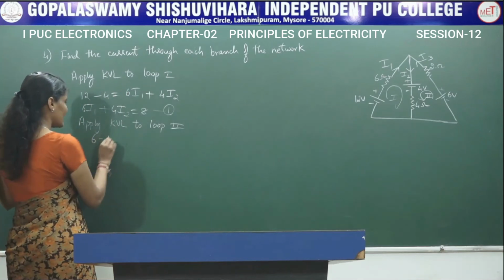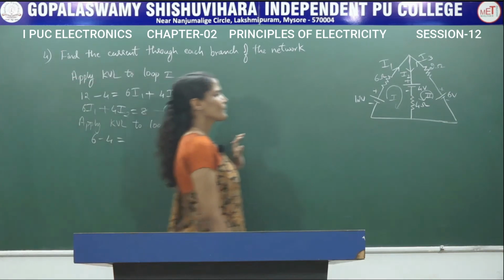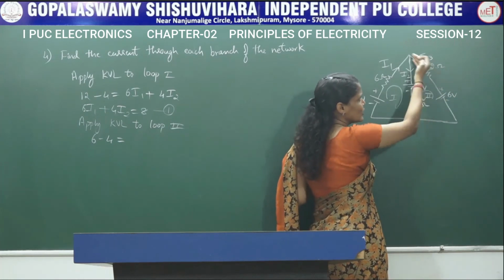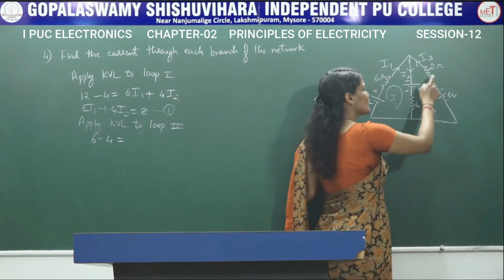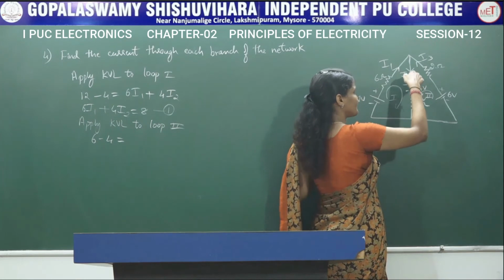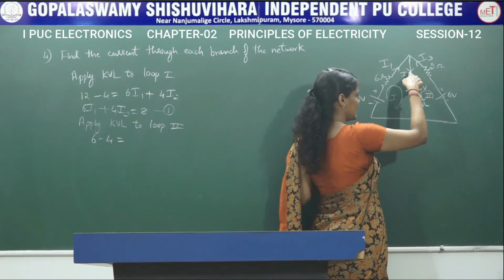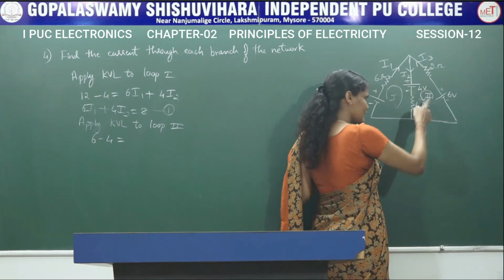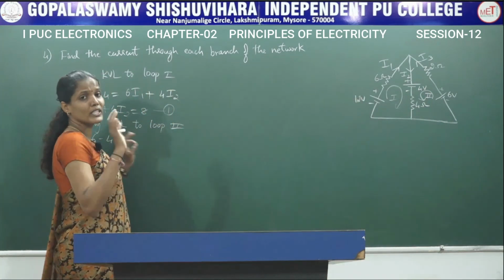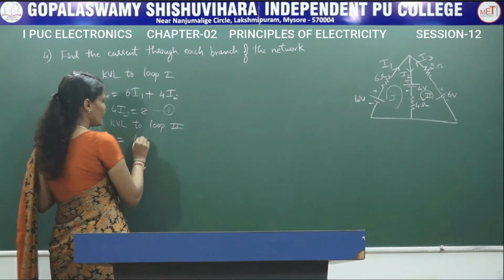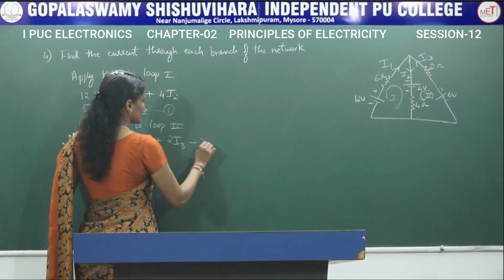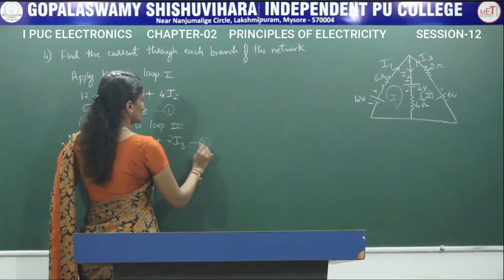So, this sign convention must be considered as negative. So, 6 minus 4 is equal to, now the IR drops. Consider the branch current as well as the loop current are flowing in the same direction. So, the IR drop for this is positive, whereas coming to this, the branch current I2 as well as the loop current both are flowing in the same direction. So, the IR drop across 4 ohms is also positive. So, 4 I2 plus 2 I3. Let us call this equation number 2.